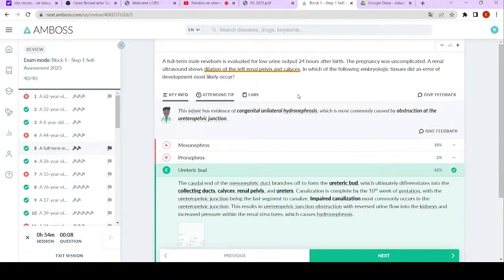Well, the next question, number 5, says: a full-term male newborn is evaluated for low urine output 24 hours after birth. The pregnancy was uncomplicated. A renal ultrasound showed dilatation of the left renal pelvis and calyces. In which of the following embryologic tissues did an error in development most likely occur?